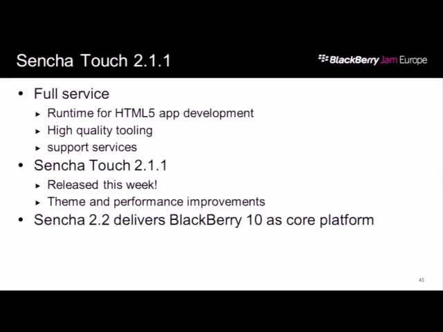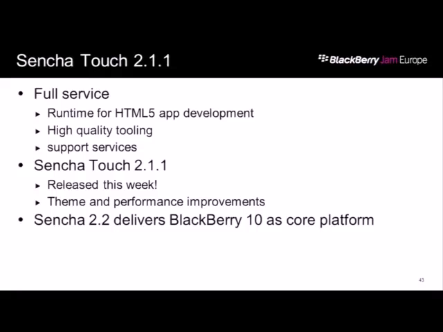Sencha Touch 2.1.1 was released this week, I think today maybe. It has theme and performance improvements. It specifically introduced the BlackBerry 10 theme. That means that if you have a Sencha Touch application and you upgrade to 2.1.1, you get the theme selector. You can turn on the BlackBerry 10 theme, and your Sencha Touch application will look like BlackBerry 10.